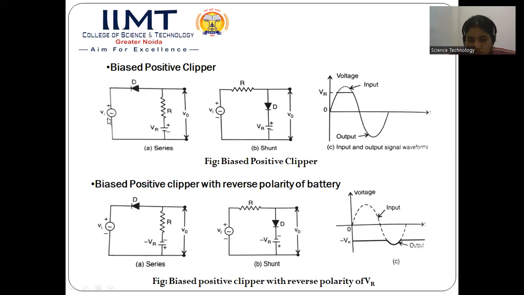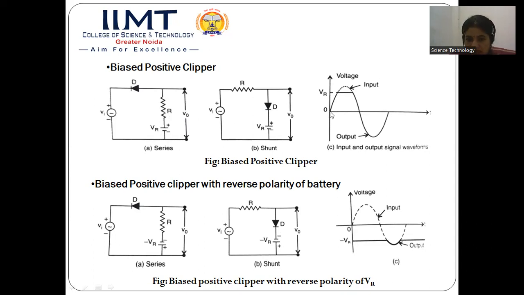Whenever the value of Vi exceeds VR, this diode will become reverse biased. Once this diode becomes reverse biased, it will act as an open circuit. Open circuit means the voltage will appear across the diode and there will be no voltage drop across the resistance R. So that's why VO will be equal to 0.